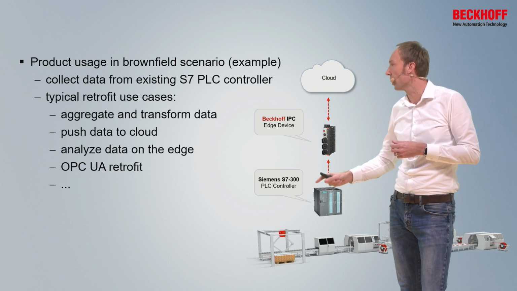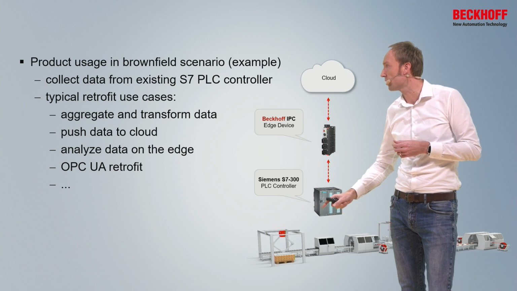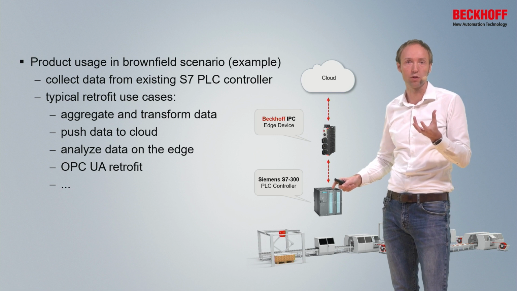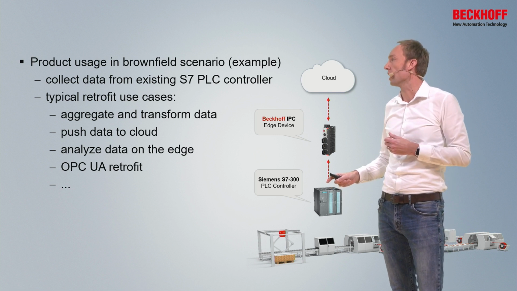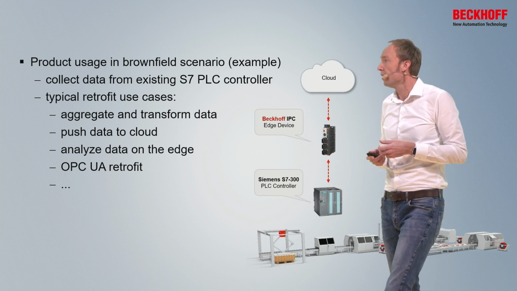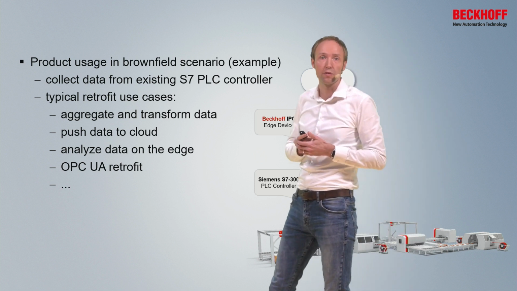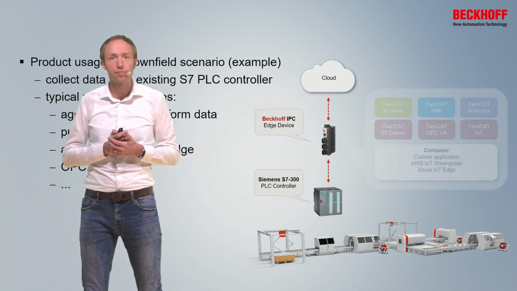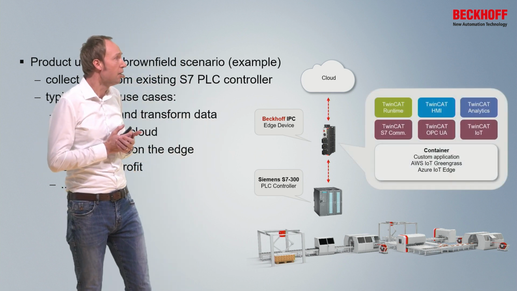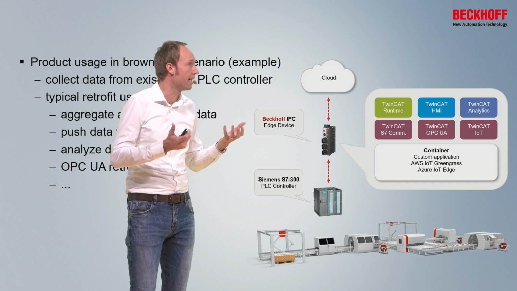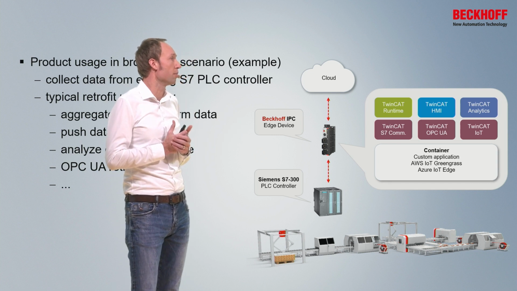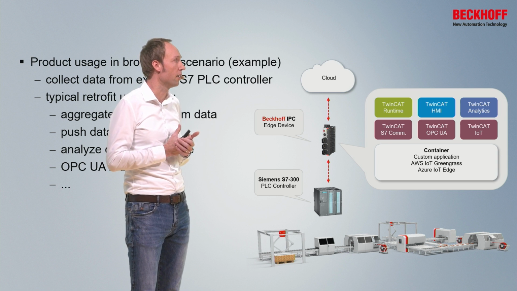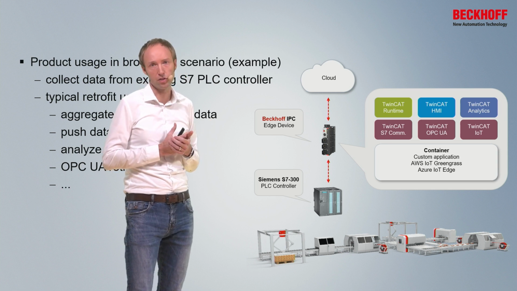For example, maybe you do not have an OPC UA server on this device, but you want to have OPC UA on your machine, you can do an OPC UA retrofit using an edge device. And the question, of course, is what kind of software tools do you need in order to solve those different use cases? And the answer is very easy, because the TwinCAT automation software suite provides all the tools and all the protocols that are required to solve all of these use cases.